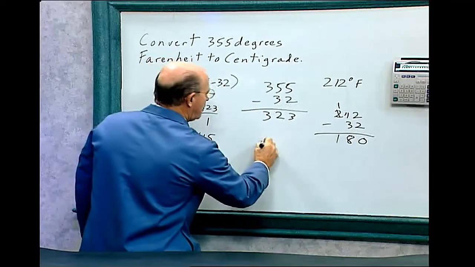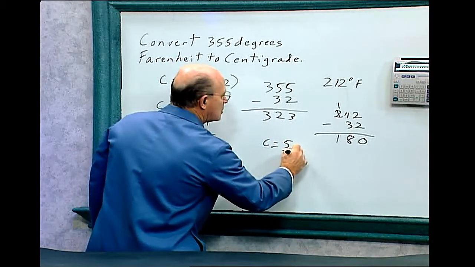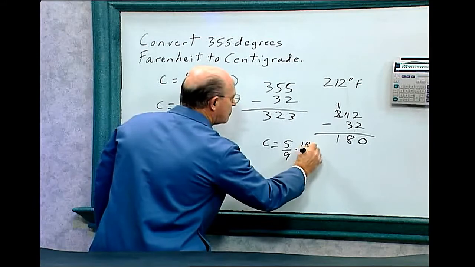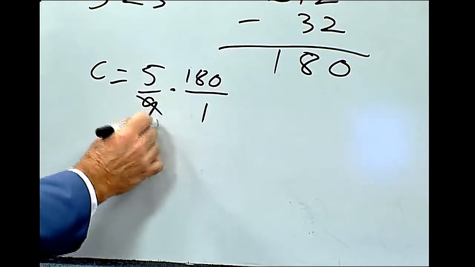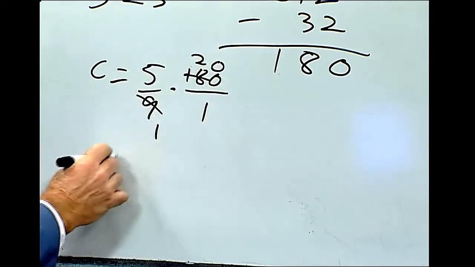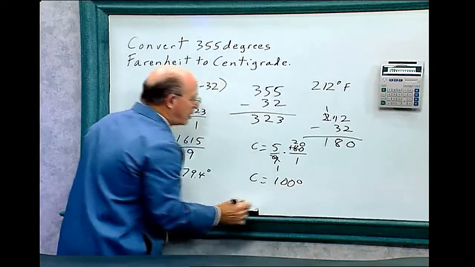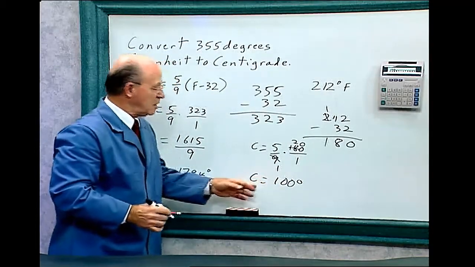So now C equals 5/9 times 180 over 1. That goes 1. This goes 20 times. C equals 5 times 20. So the boiling point of water is 100 degrees centigrade.